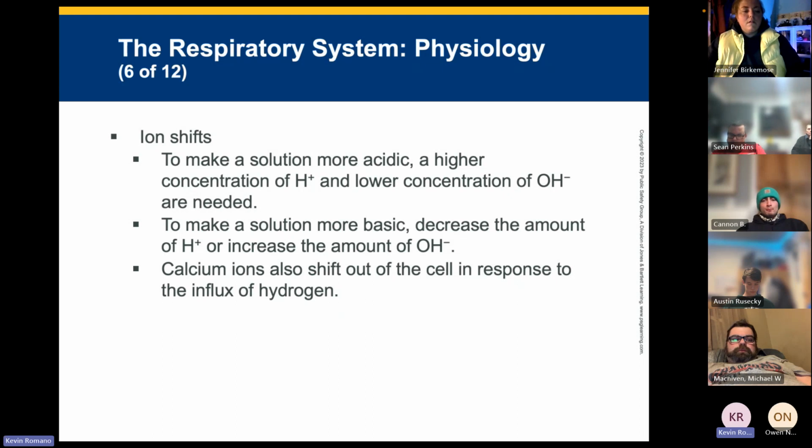Acids can be classified as strong or weak depending on how completely they dissolve in water. So to function properly, acid-base balance must exist on both sides of the cell. Calcium ions also shift out of the cells in response to influx of hydrogen. So an increase in extracellular hydrogen ions results in acidosis, and a decrease in extracellular hydrogen ions results in alkalosis. All right. Did that make any sense to you guys at all?